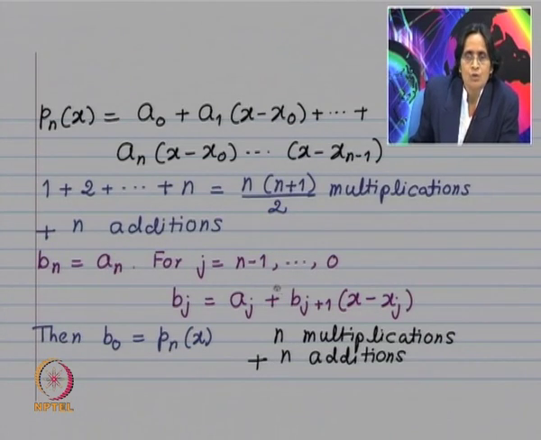Here you see that you are doing it for j is equal to n minus 1 up to 0. So, there are going to be n multiplications and n additions. So, instead of n square by 2 multiplications, you have reduced it to n multiplications. So, that is a considerable saving and that is known as Horner scheme.